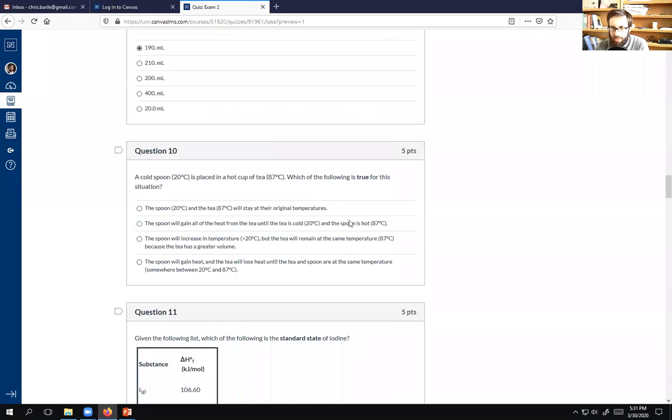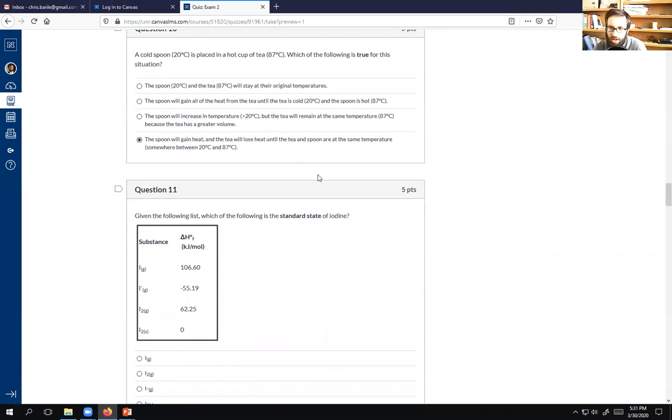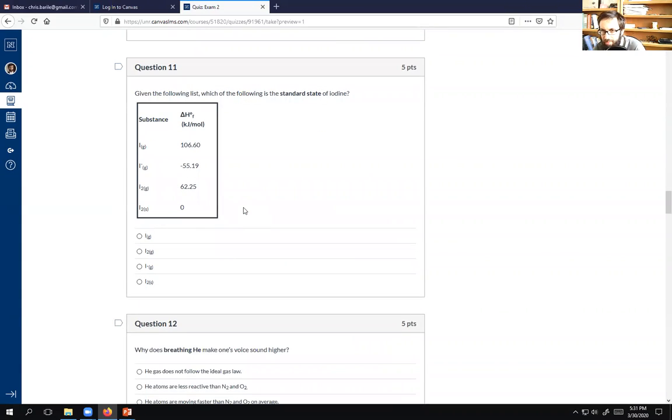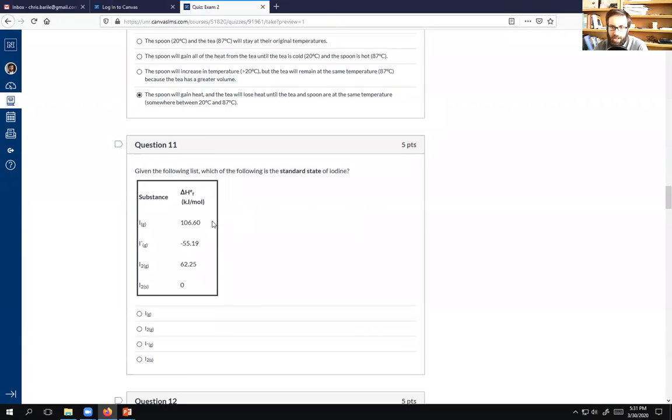Question 10. A cold spoon is placed in a hot cup of tea. Which of the following is true? The spoon and the tea will stay at the original temperatures? No, that would be magic if things could just always stay at the same temperature when hot and cold come together. The spoon will gain all the heat until the tea is cold and the spoon is hot. No, they're not going to be at the inverted temperatures. The spoon will increase in temperature, but the tea will remain. No, they're both going to transfer heat, right? Heat is going to transfer from the hot object to the cold object. So it's going to be the last one: the spoon will gain heat and the tea will lose heat until the tea and spoon are at the same temperature. Most people got this one right. Somewhere in between the two values.